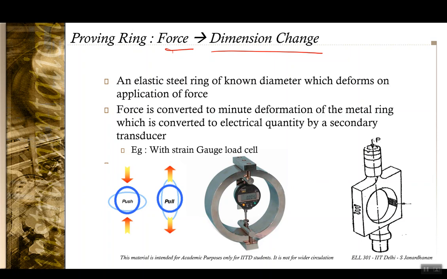In the direct case, you apply a force here, and depending upon it being a tensile or a compressive force, the dimensions of this proving ring are going to change. Initially it is a circle. When a compressive force is applied, it squishes in one direction and elongates in the other direction. When there is a tensile force, it goes the other way around. It gets elongated in the longitudinal direction and squished in the lateral direction.